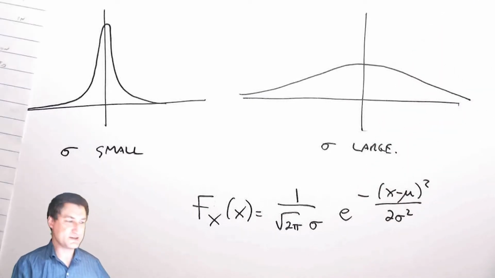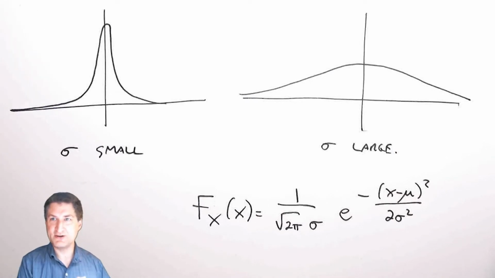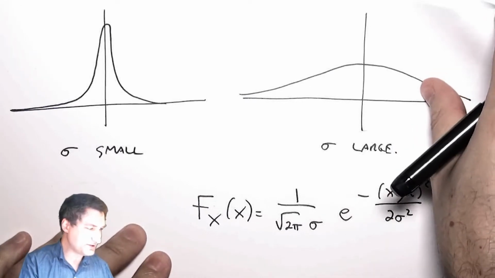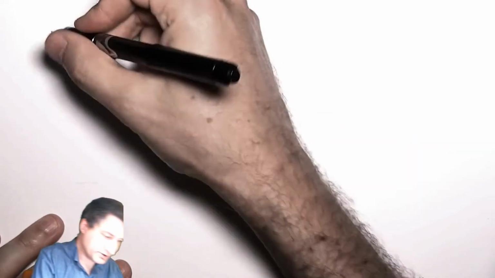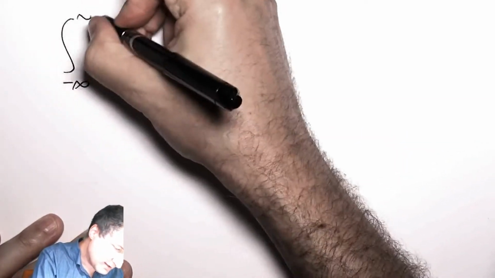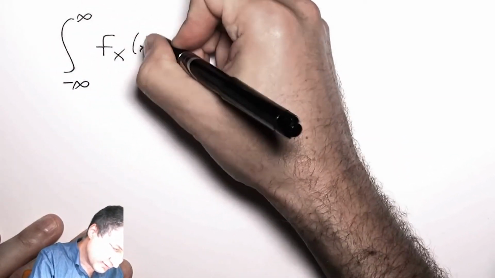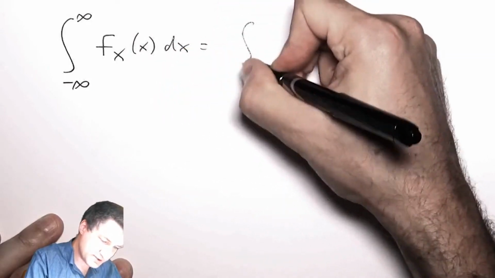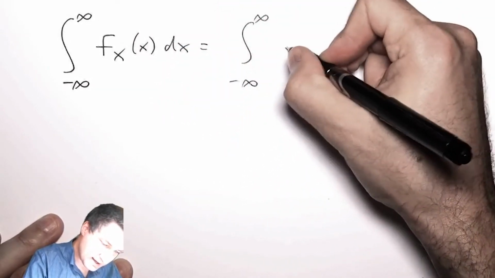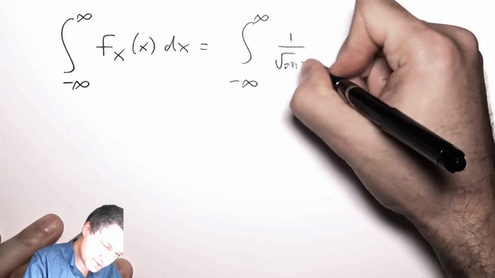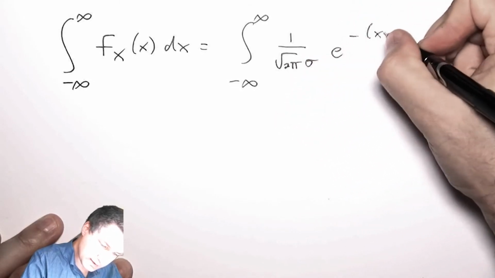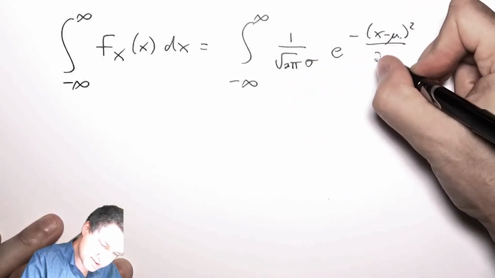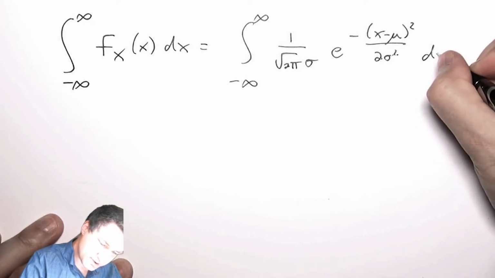Now, of course, no matter what sigma and mu are, this whole thing has to integrate to 1, right? So we still need to have the properties of a probability density function, which are that the integral of the PDF, which in this case is, again, I'll just write it down to get used to it. Since this is a PDF, this has to be true.